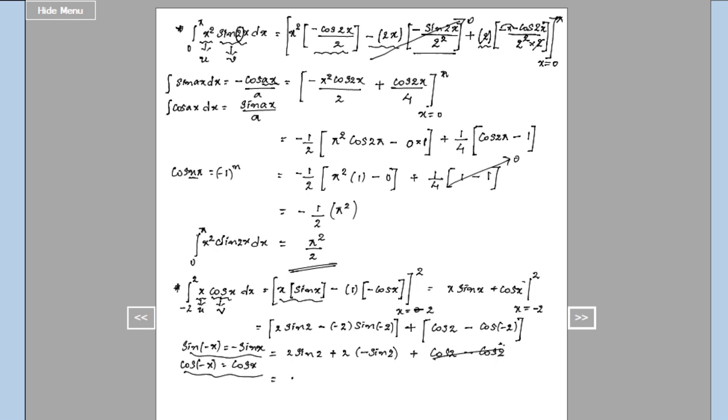You are left with 2 sin 2, plus into minus, minus 2 sin 2. So it is nothing but 0. So for the given problem, the integral value is 0.